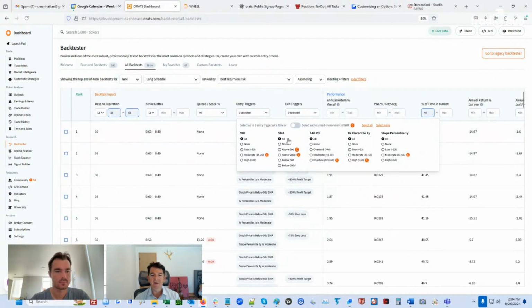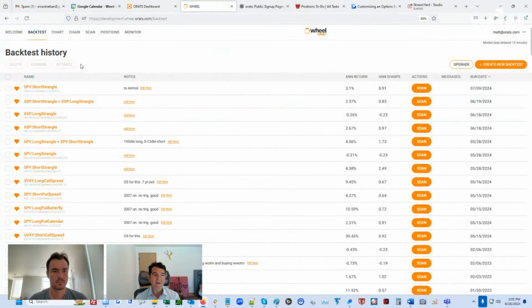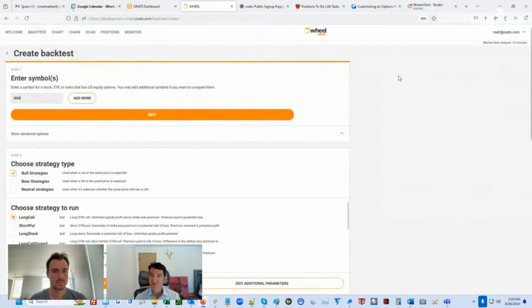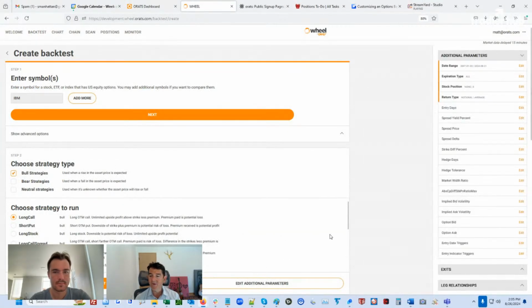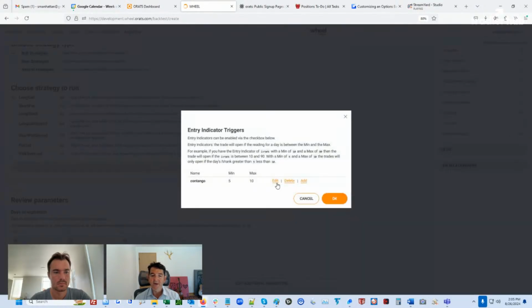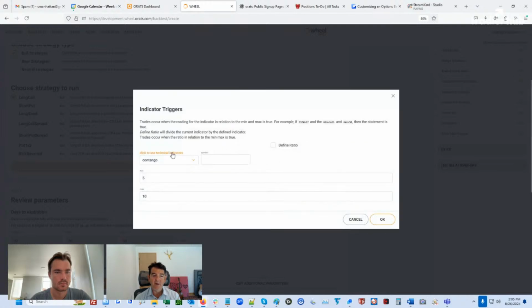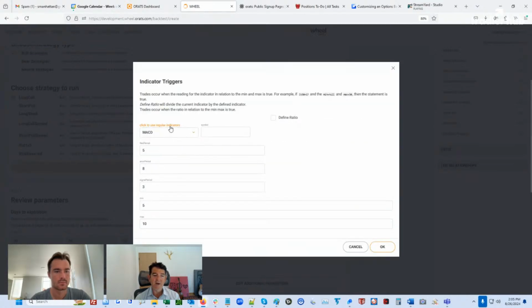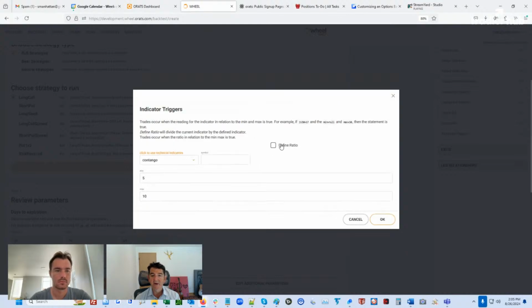The problem with this is as you're running it, the number of tests goes up exponentially, so we have had to constrain how many of these we could use. But as Tyler was saying, we also have a legacy backtester. So if you click here, then the legacy backtester pops up. And in the legacy backtester, you can edit additional parameters, go to entry indicators, and then if you press edit, you could select technical indicators or click it again to use the regular indicators. You can make ratios out of it.